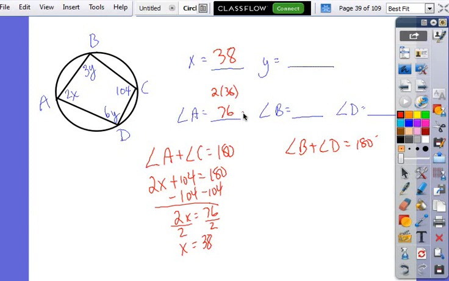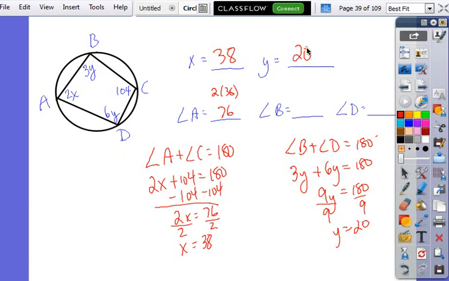Come over and do the second part. Angle B is 3y. Angle D is 6y. And I know those two have to add up to be 180. So then I get 9y equals 180. Divide by 9 and y equals 20. Well, then how do I use that to find B and D? You plug it in. Take that 20 and plug it in for B. B is 3 times 20, so that is 60. D is 6 times 20, and that is 120.